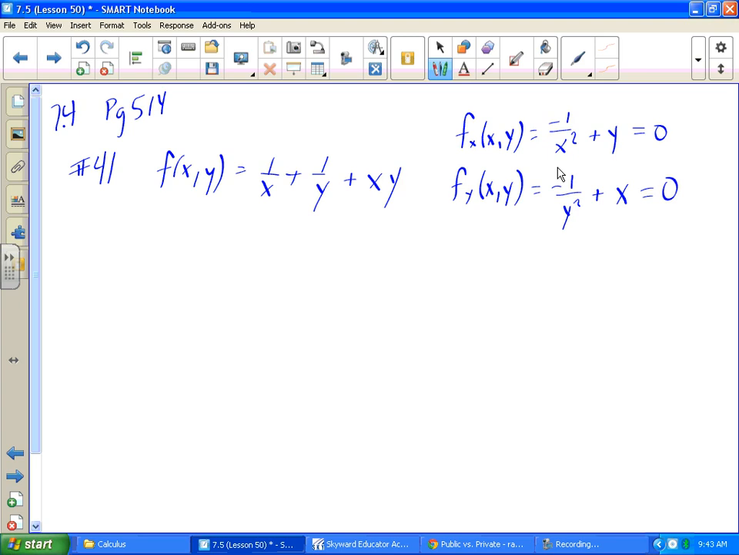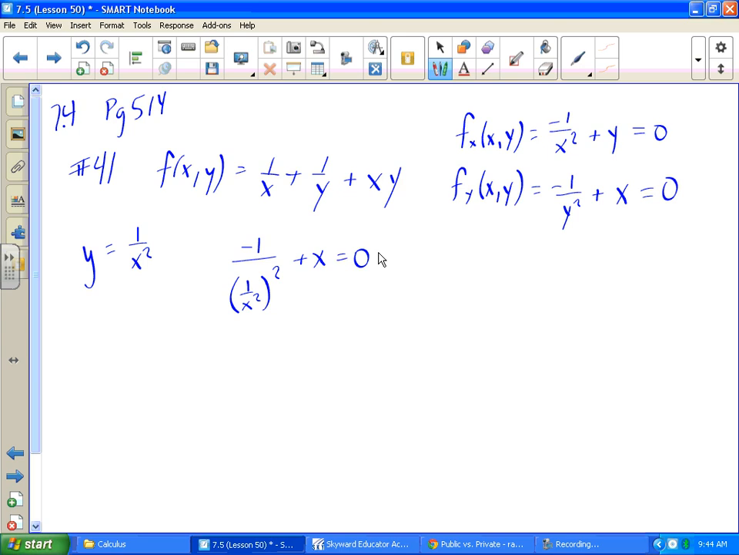So if I solve this top equation for y, I get y equals what? One over x squared. I just add this over, right? So 1 over x squared. And then I'm going to plug that into this one. So it used to be negative 1 over y squared. And instead of y, I'm going to put the 1 over x squared there. Plus x equals 0.